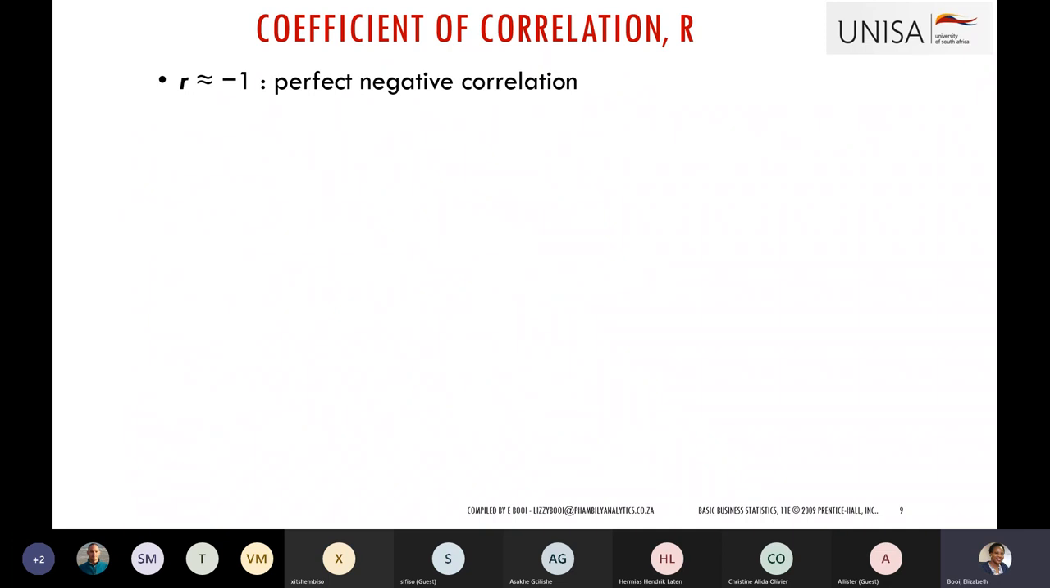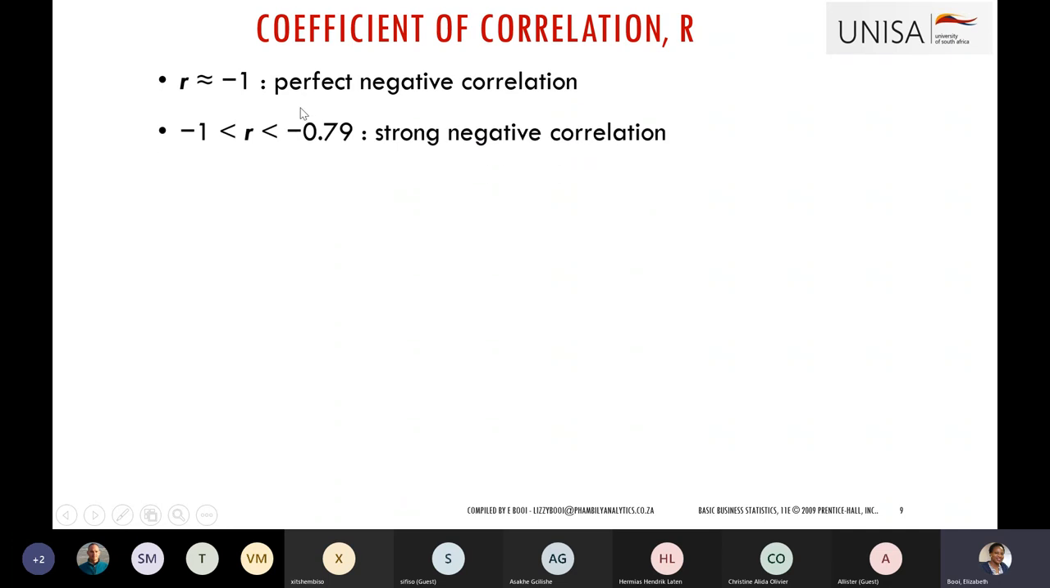So if R is equal to negative 1, we say the strength of that relationship is perfect, and the direction is a negative relation, which is negative correlation. And it will also happen with the positive. If R is positive 1, we say it is a perfect positive relationship.